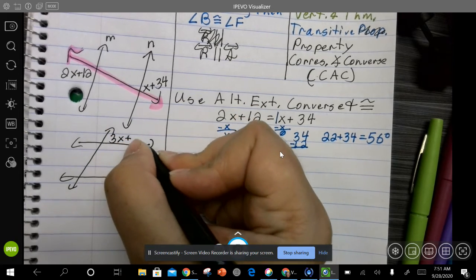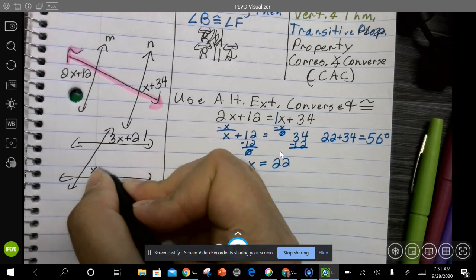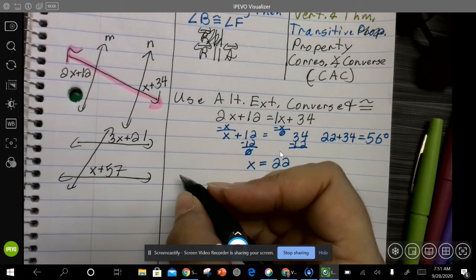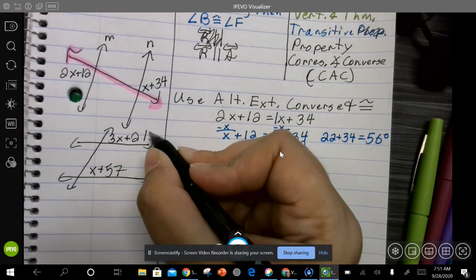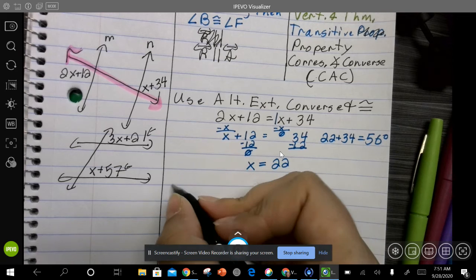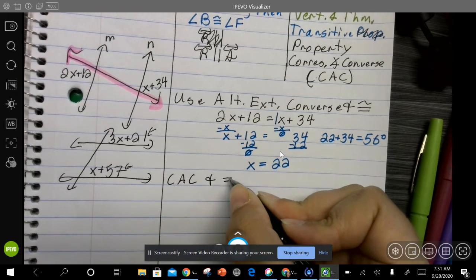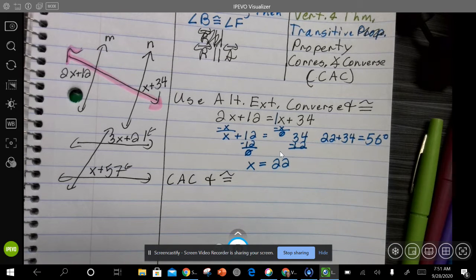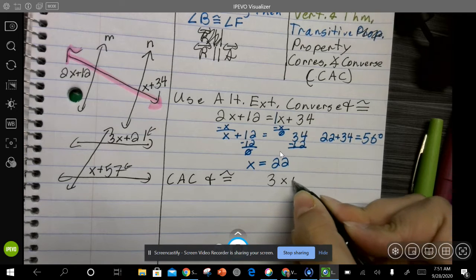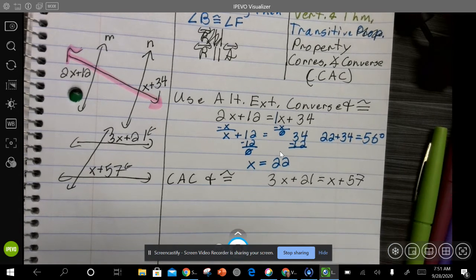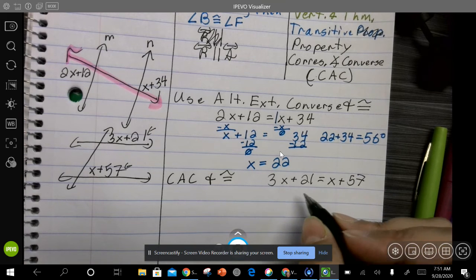So 3x plus 21 is equal to x plus 57. Okay, so we'll look at the angle relationship for that one. Those are same side, skip one. So we're going to use our corresponding angle converse, which means that they are congruent. So we're going to set those two equal to each other. So 3x plus 21 is equal to x plus 57. Okay, I subtract x from each side.